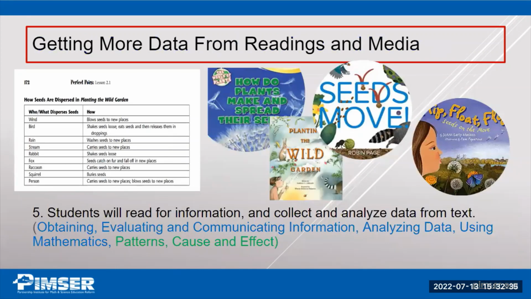Next, students will be ready to read for information and collect and analyze data from text. In this process, they'll be able to build their skills in obtaining, evaluating, and communicating information, analyzing data, and using mathematics and computational thinking. The cross-cutting concepts of patterns and cause and effect would be used too. You see in this experience that students are collecting information from text and media and organizing that data in a chart to see patterns and relationships.